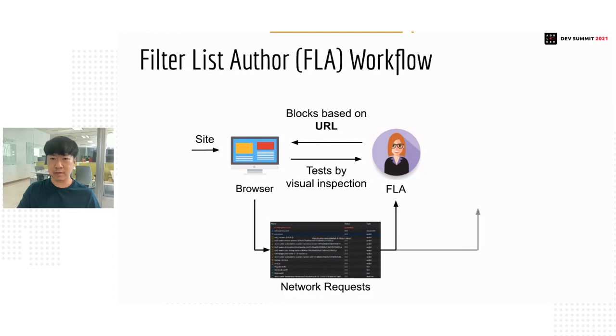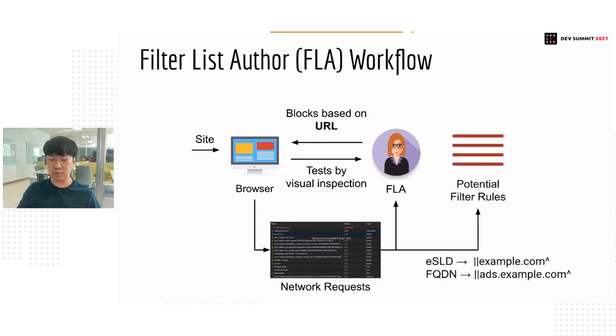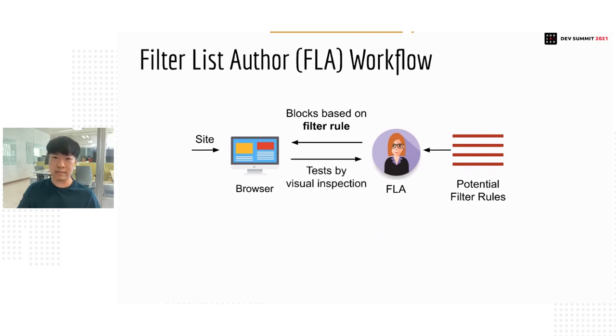And next, they'll have to generate potential filter rules. Of course, there are many different ways that you can write network blocking filter rules. For example, by effective second-level domains like example.com, or more specific like ads.example.com here. And then once again, they'll have to select a filter rule one at a time, apply it on the site, and visually inspect it again. They'll do this process over and over until they are able to finalize a list of filter rules that are good for that site.